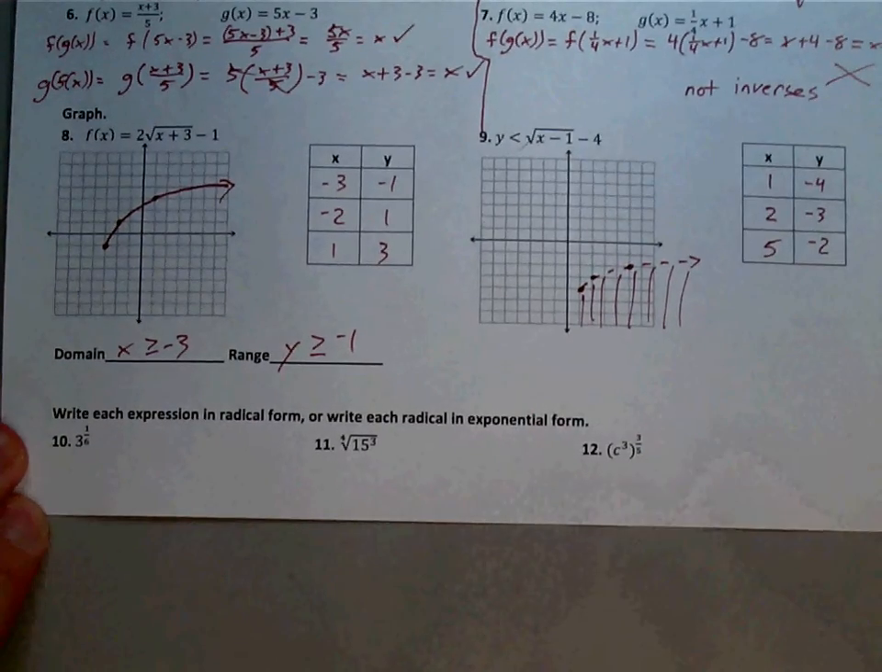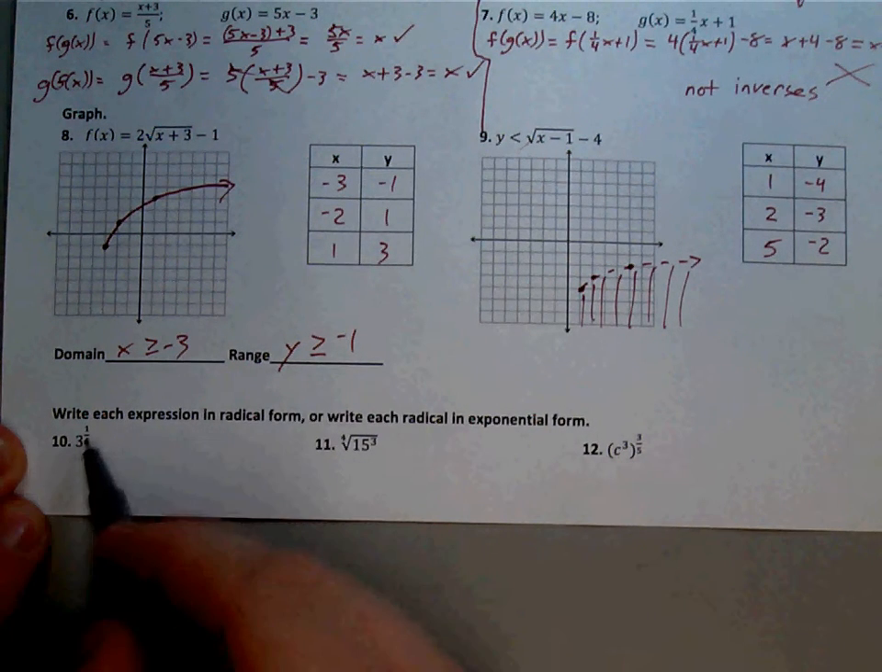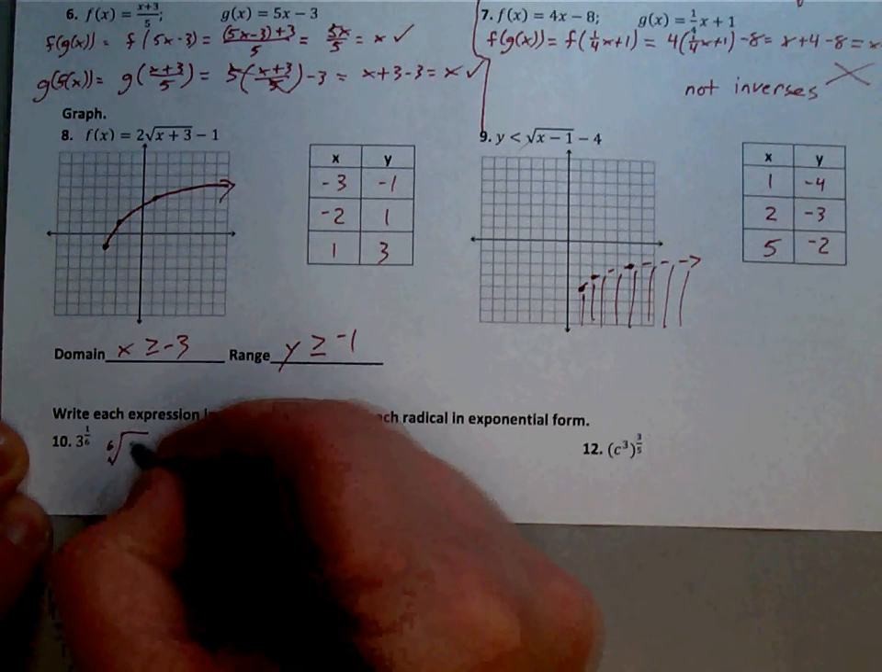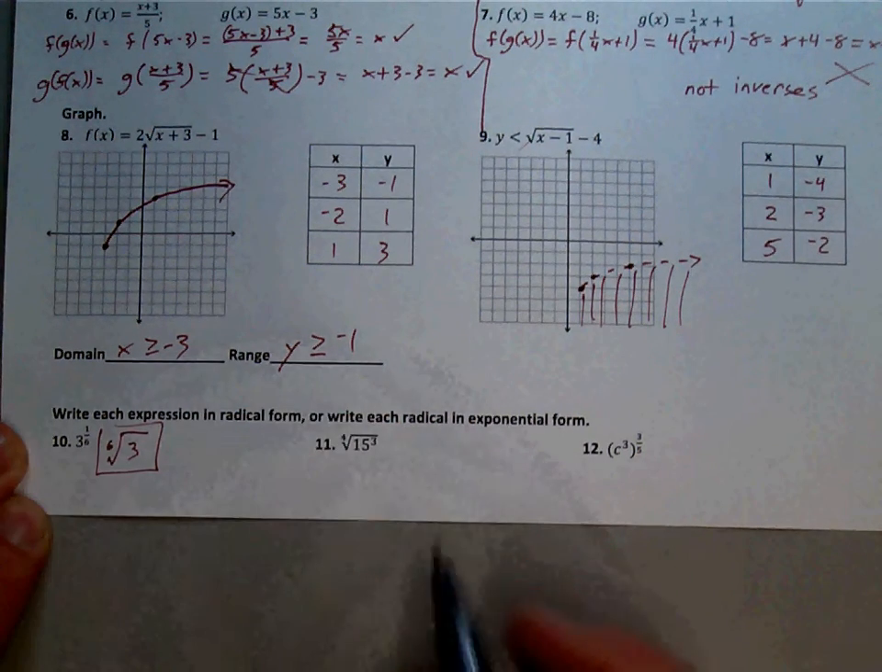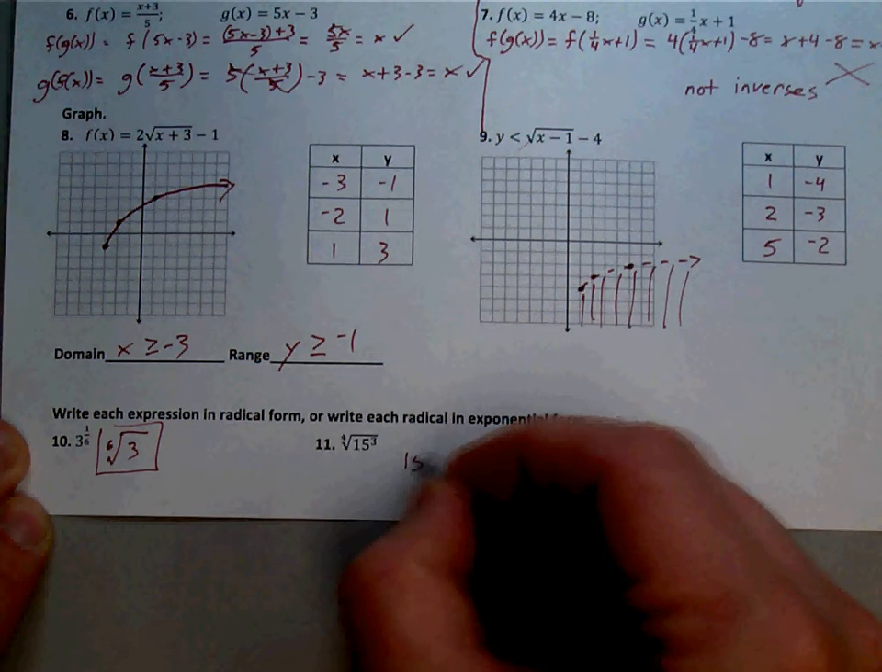Okay, write each expression in radical form. All right, so I think they want us to write in the other form, because there's nothing I can do with an exponent of 1/6, but they wanted me to write this as the 6th root of 3. Yeah, I won't be able to simplify this, but I can write it in the other form.